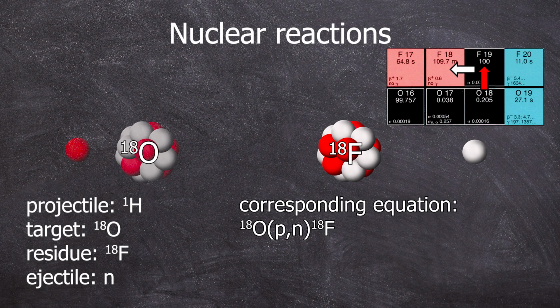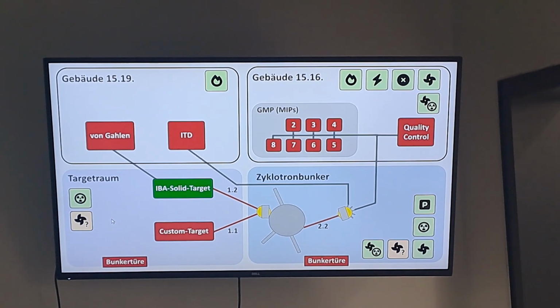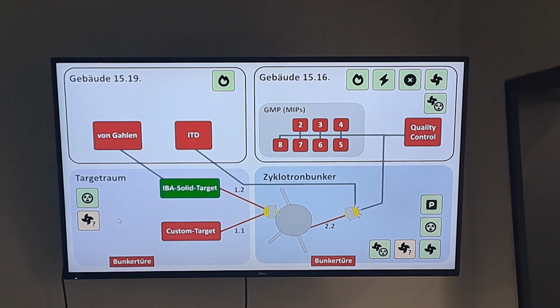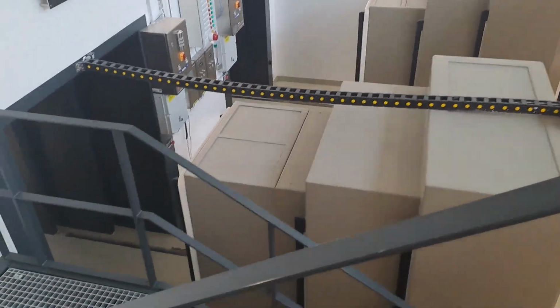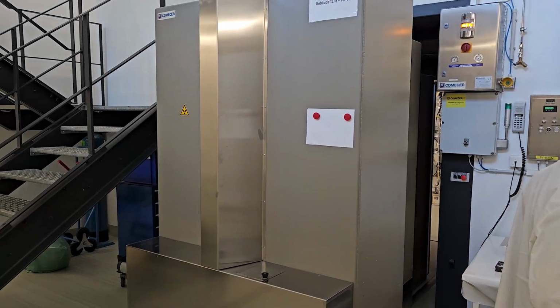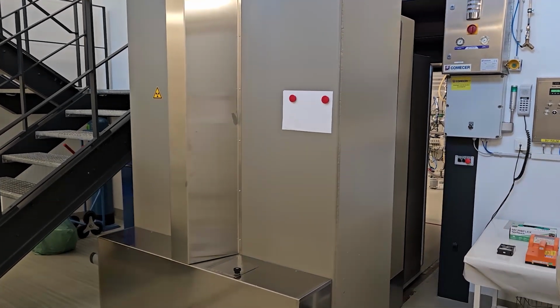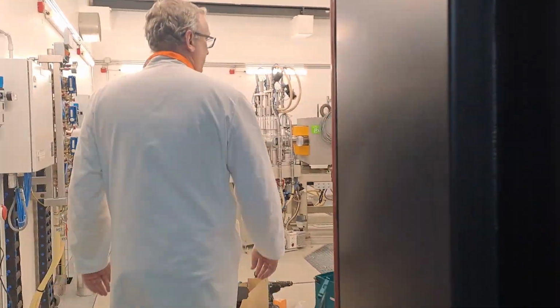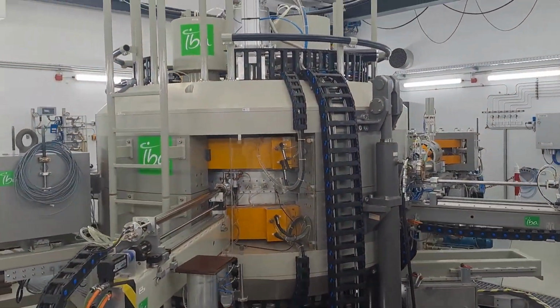Since protons with an energy of 30 mega electron volts hit our target and produce incredibly intense activities, everything is monitored around the clock. Just take a look at this thick lead door. The door that you see here leads to a room with the solid target. We'll go through the other one for now. Let's start from the very beginning.